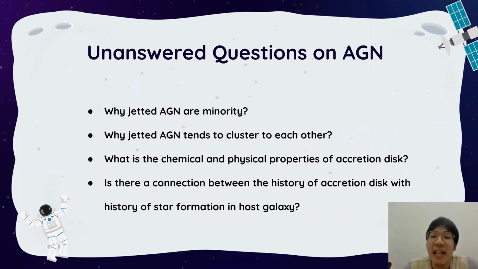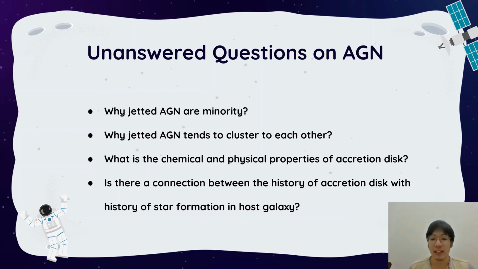There are still many unanswered questions on AGN. First, why are jetted AGN a minority? We observe that jetted AGN are not that abundant, and we don't know the reason for it. And when we do find jetted AGN, they often cluster with each other. Why? We also don't know. Next, we don't know the chemical and physical properties of the accretion disk. This may explain the energy output, the radiation that is emitted from the radiative mode AGN.